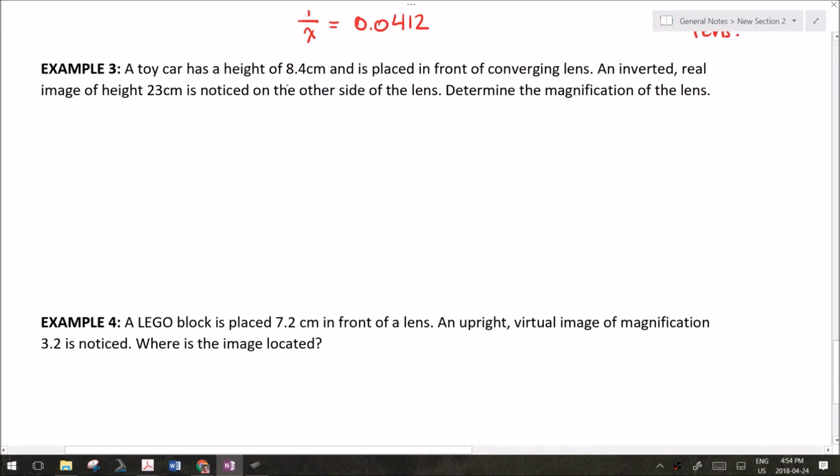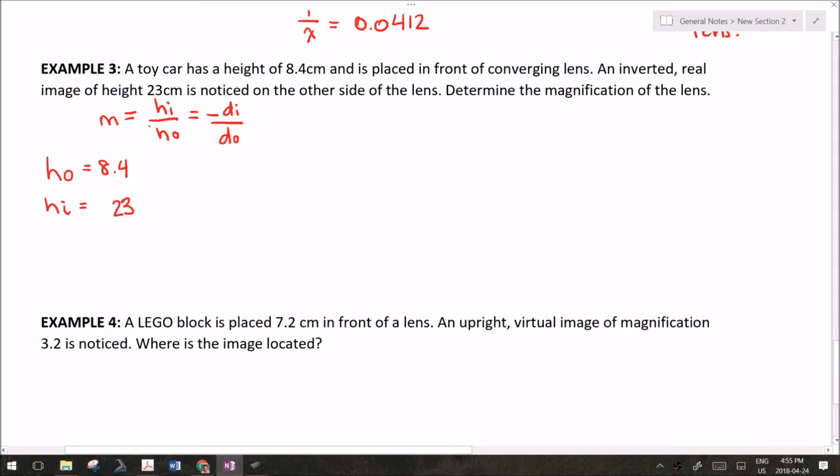A toy car has a height of 8.4 is placed in front of a converging lens. An inverted real image of height 23 centimeters is noticed on the other side of the lens. Determine the magnification. So in this case, we actually have to draw on our magnification calculation. So if you remember, your magnification equation looks like this. And if we read our question again, the height of the object is 8.4, and the image is 23.